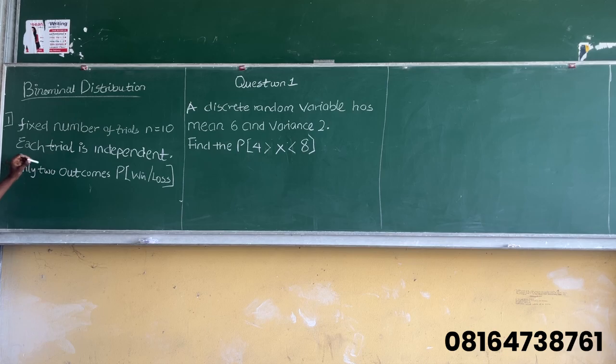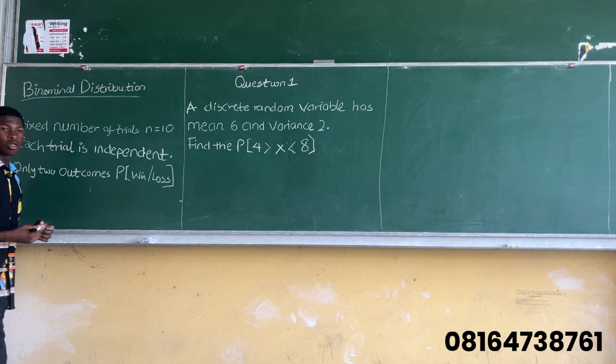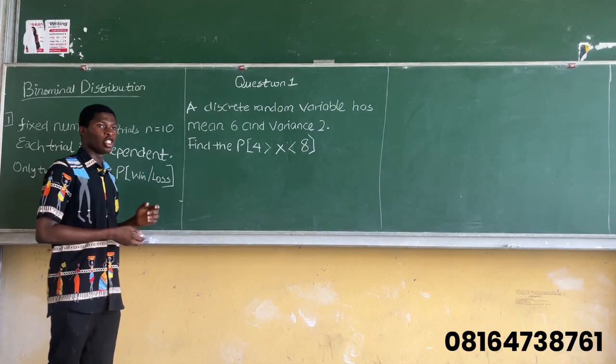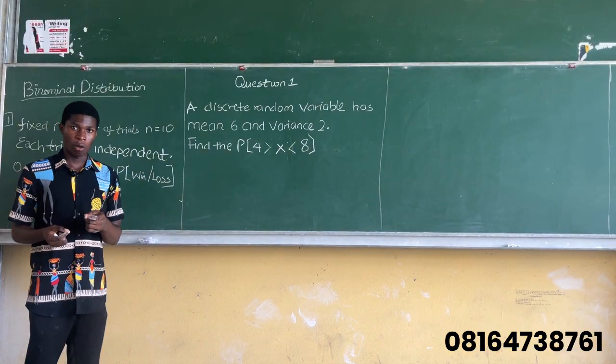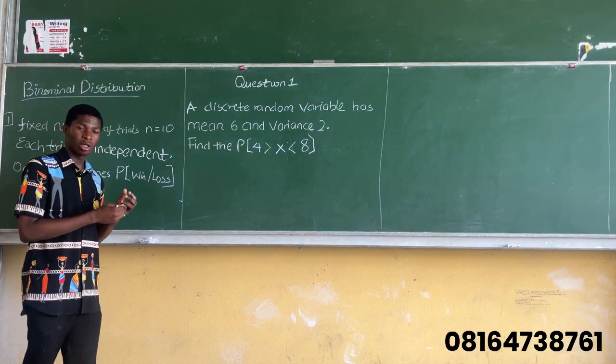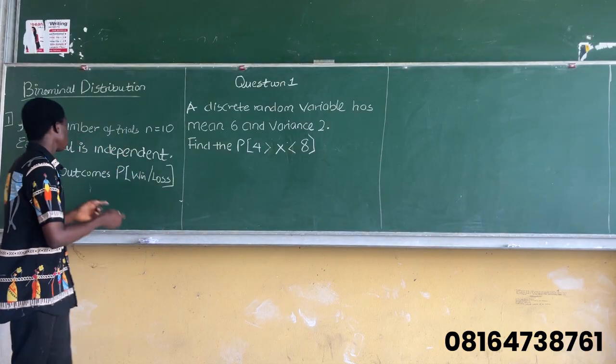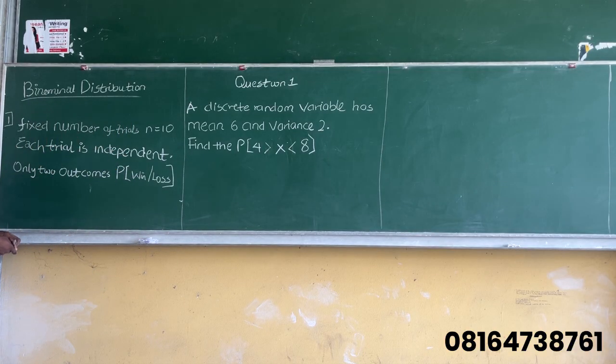And secondly, each trial is independent. So for the first trial, you throw the ball into the loop. It should not affect the second trial. And for the third trial, the occurrence of the second trial should not affect the third trial. So that is when you know it's a binomial distribution question.